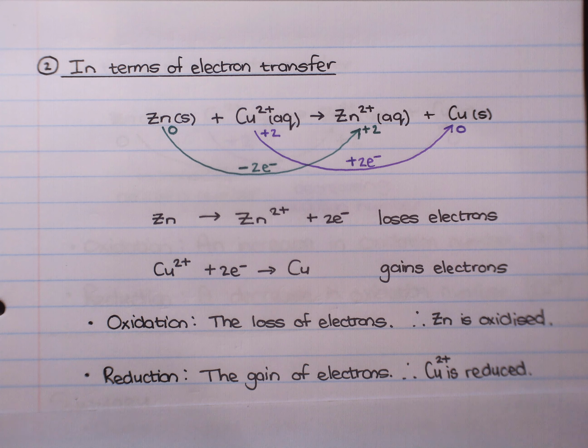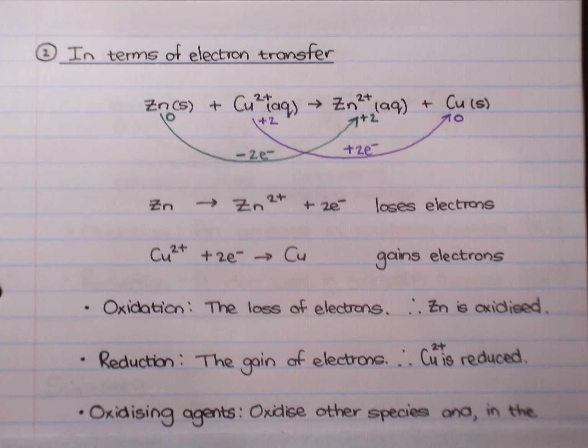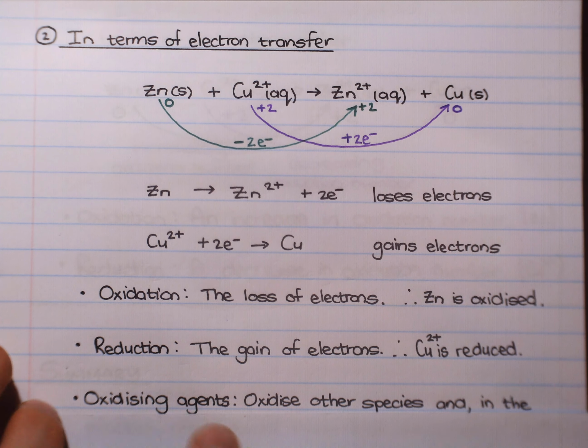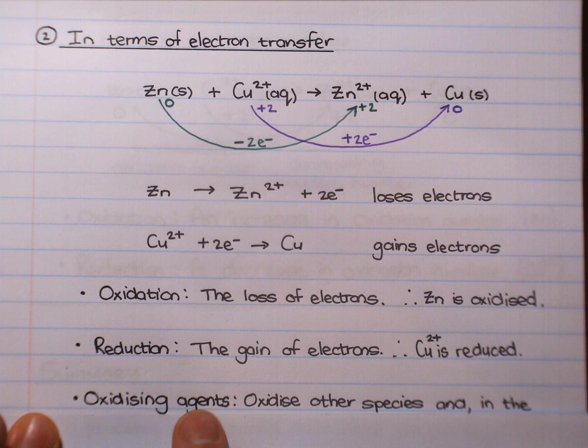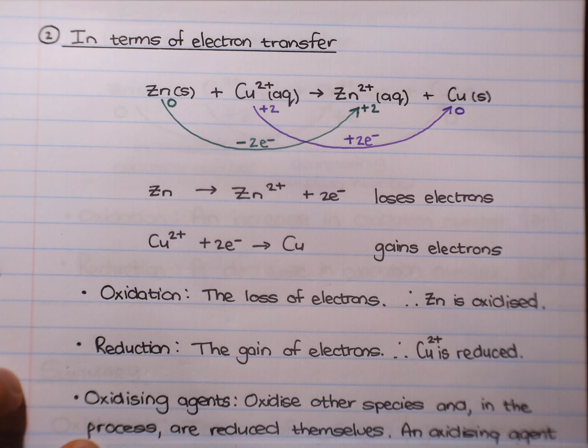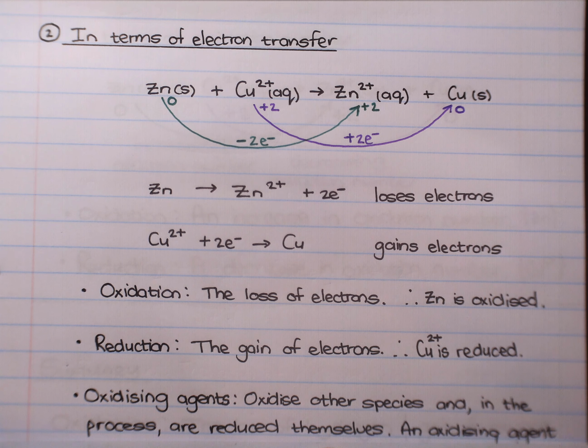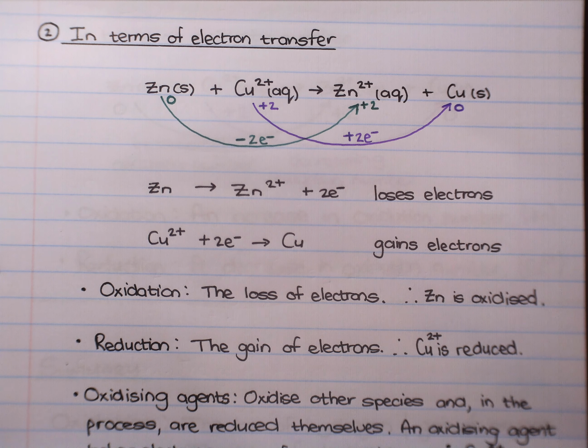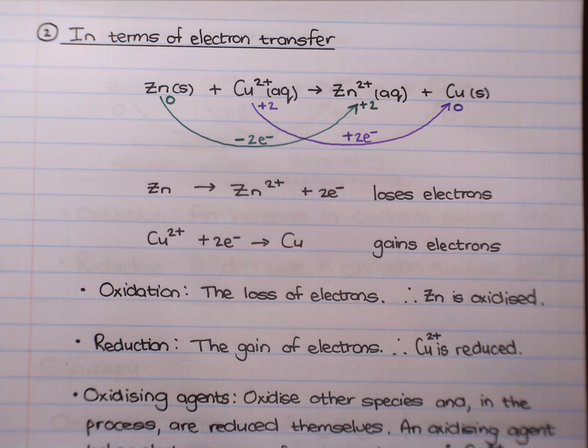We talk about oxidizing and reducing agents. Now, if you're an agent for something, you're working for that company. So in terms of oxidizing agent, it's an agent for oxidation. So in other words, oxidizing agents are defined as species that oxidize other species and in the process are reduced themselves. An oxidizing agent takes electrons away from something.